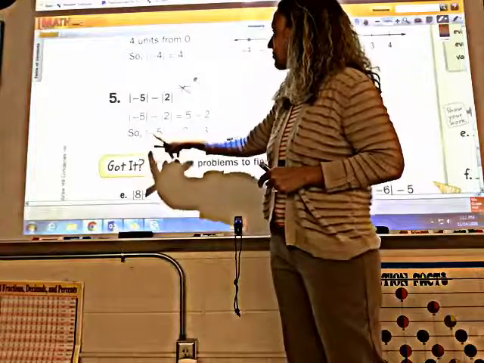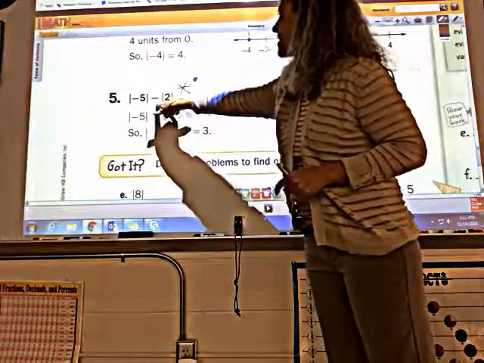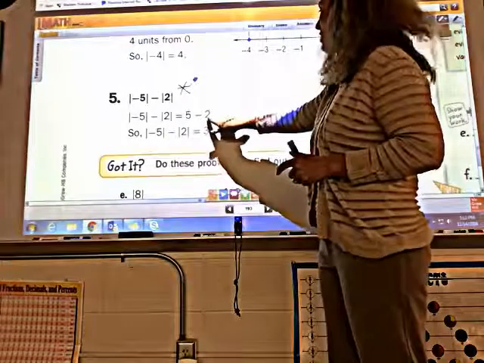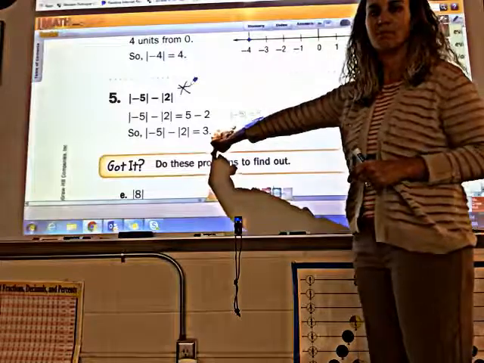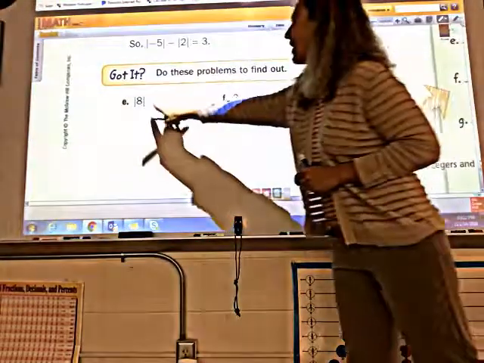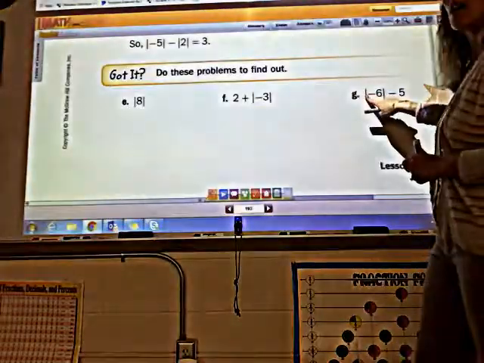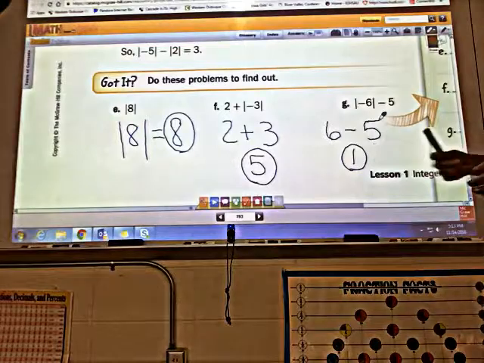So -5 would be 5 places away. So I'm technically thinking 5 minus the absolute value of 2, which would be 2. So 5 minus 2 would give us 3. Take a minute and go ahead and try E, F, and G. Let's take a look at Got It problems E, F, and G.